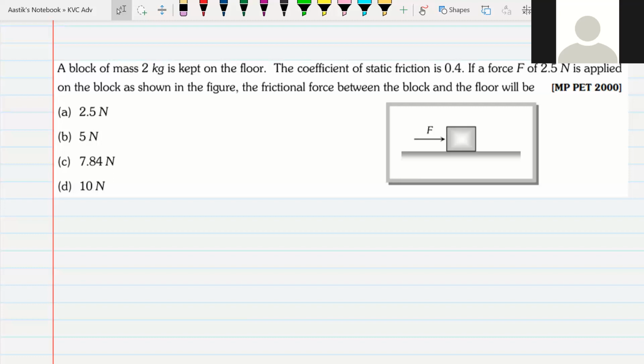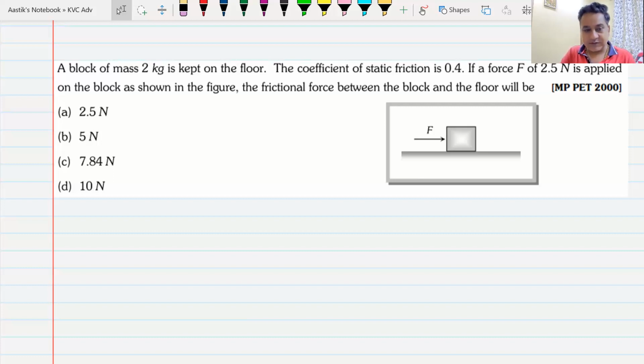Sir, it's done. What, bacha? Sir, it's 2.5 Newton. How did you get the answer as 2.5 Newton? Sir, F limiting is 8 Newton. Well done. So the force is less than 8 Newtons, so the body will be at rest. Correct. The frictional force acting on it is static friction.